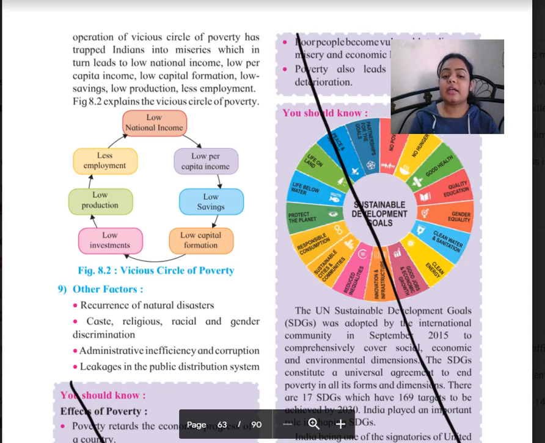So there is less income in the family. Then, since he is earning less, there are low savings. Then, because of that, low capital formation. Then low investments. Then low production, less employment, and low national income. So all these factors are dependent upon each other. As one factor gets affected, the entire circle keeps on getting affected. So these are the various and major reasons for poverty. So it is called a vicious circle. Means what? Never ending. Continuously, all these factors are dependent upon each other.